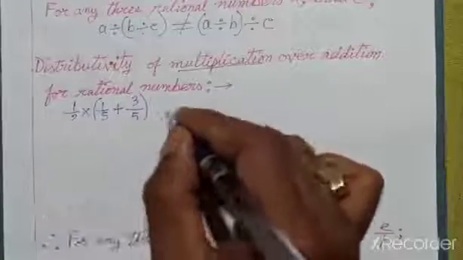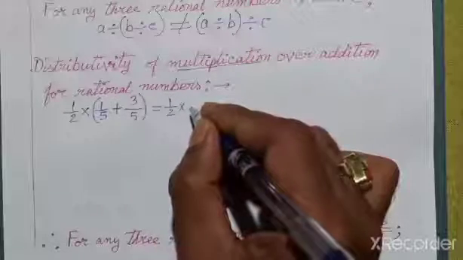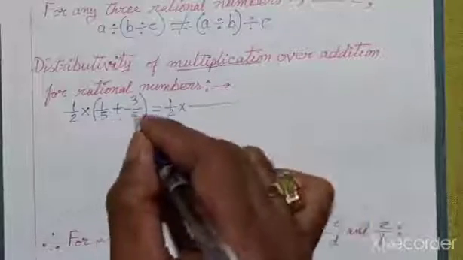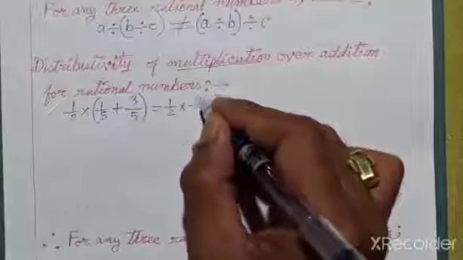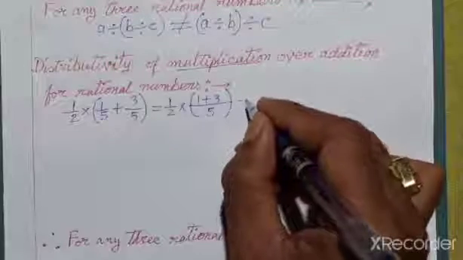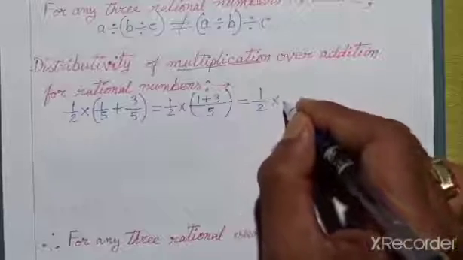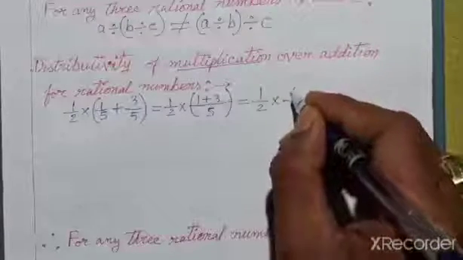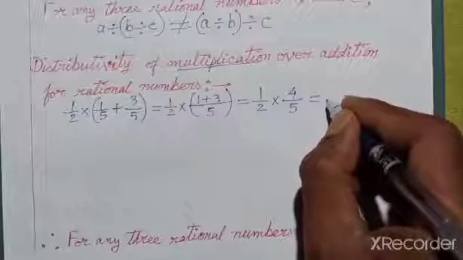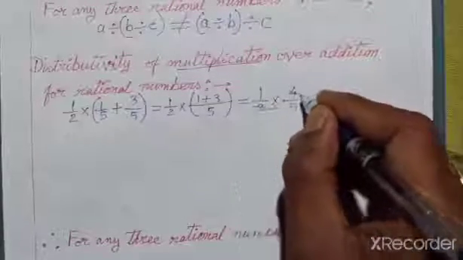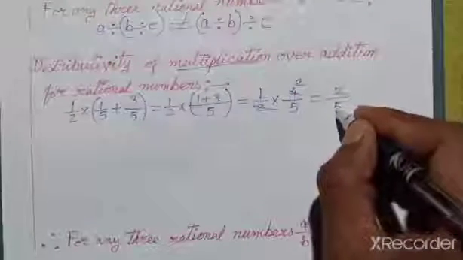Let's find out this value. 1 by 2 into, if we take the LCM of this 5 and this 5, then we'll get 5 in the denominator and 1 plus 3 in the numerator. The next step is equal to 1 by 2 into 4 by 5, since 1 and 3 added together give 4. 2 can divide 4 two times. 1 times 2 is 2, and in the denominator there is 5.